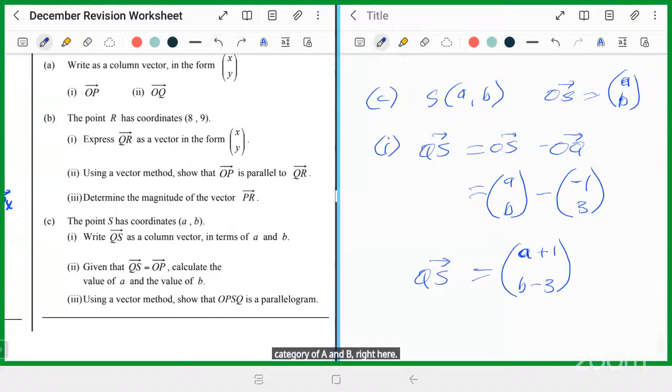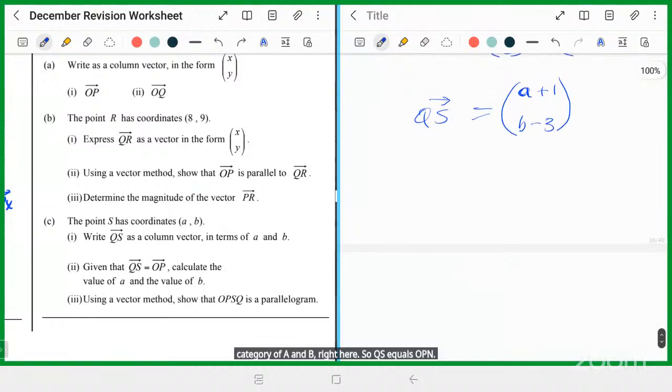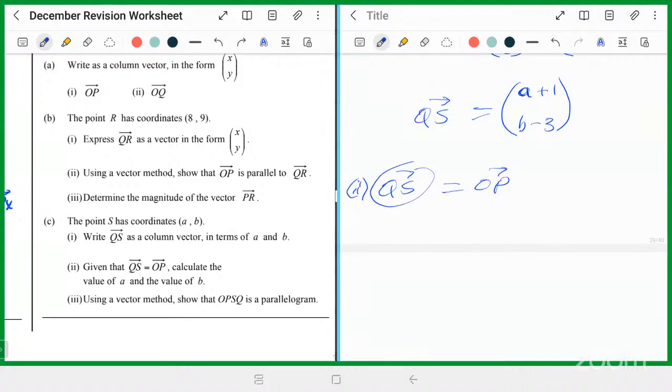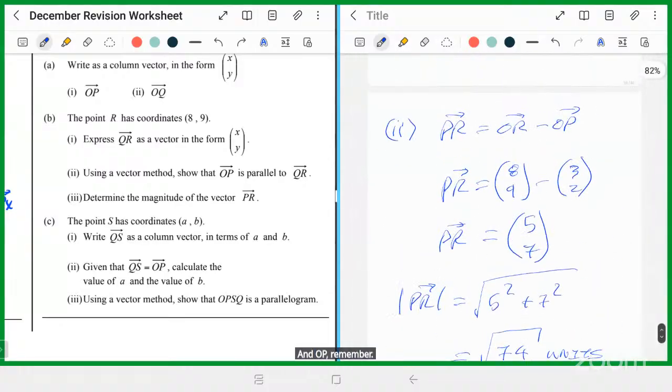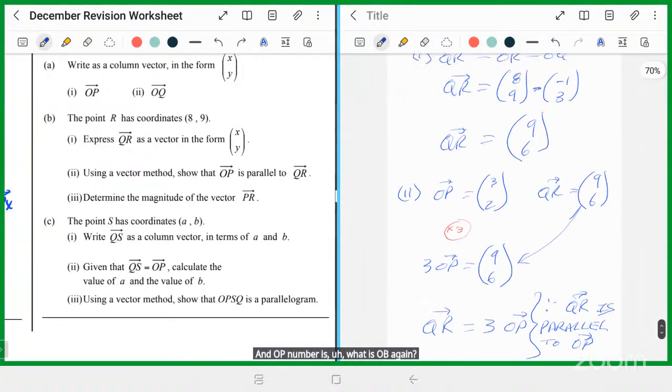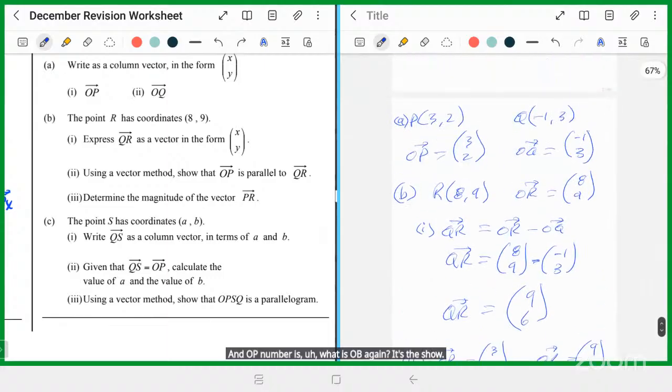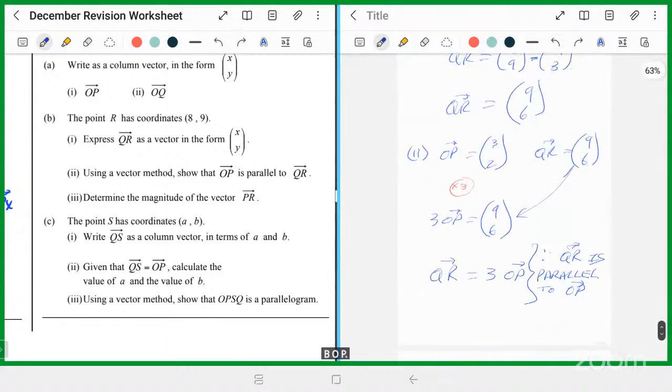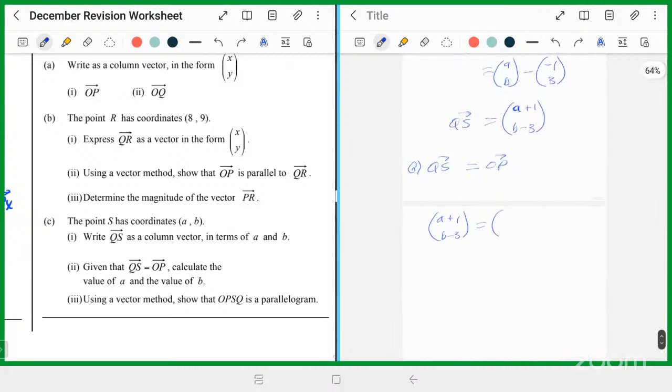So QS equals OP, right? This is part 2 now, C. QS is this one, right? So you will have now A plus 1, B minus 3 is equal to OP. And the OP, remember, what is OP again? OP is 3, 2.